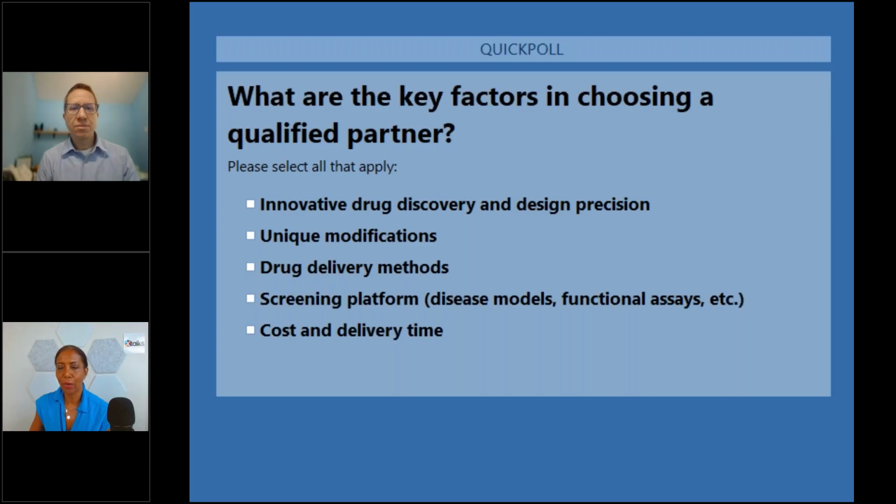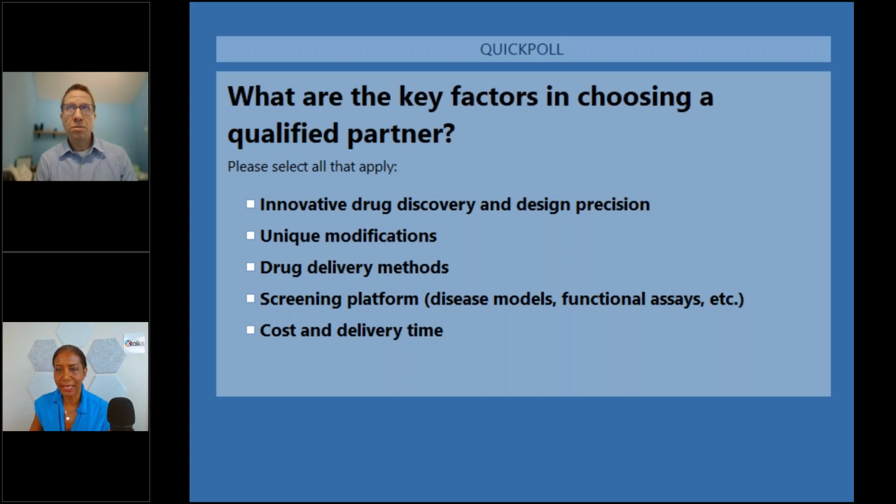And our audience members should see it appear on your screen. Now, you can select all that apply. This is done in real time, so your participation is strongly encouraged and very much appreciated. I'll leave it open for about 45 seconds. And the question we have for you is, what are the key factors in choosing a qualified partner? So please go ahead and make your selection, and you can choose more than one. So choose all that apply.